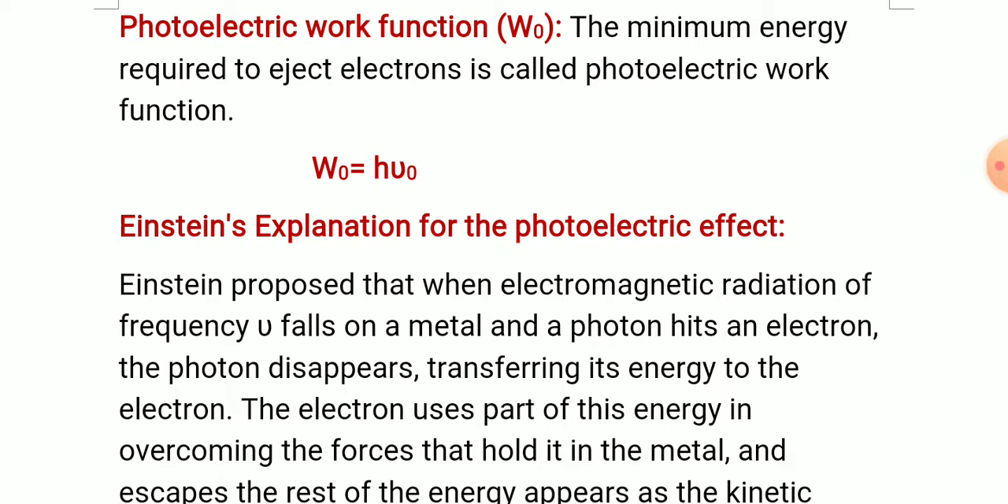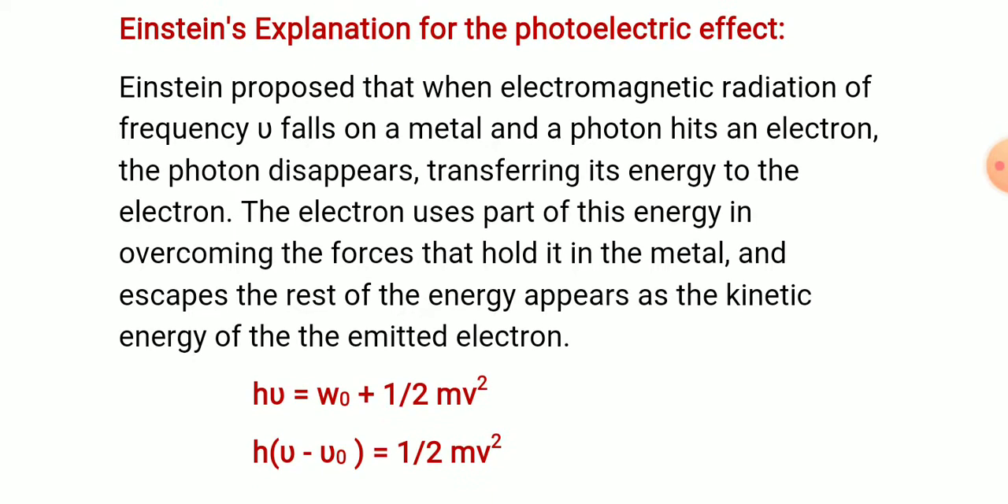Now, Einstein's explanation for the photoelectric effect. Einstein proposed that when electromagnetic radiation of frequency nu falls on a metal and a photon hits an electron, the photon disappears, transferring its energy to the electron. I have told you that according to Planck, light consists of small packets of energy which are called photons.